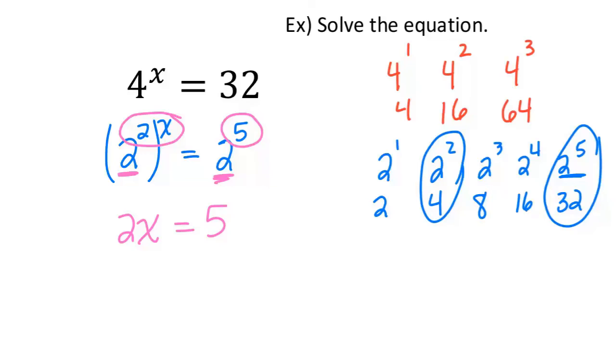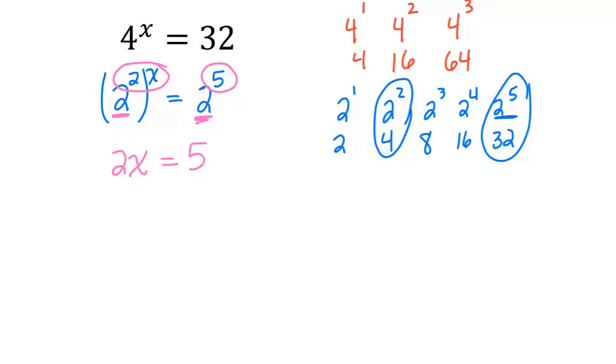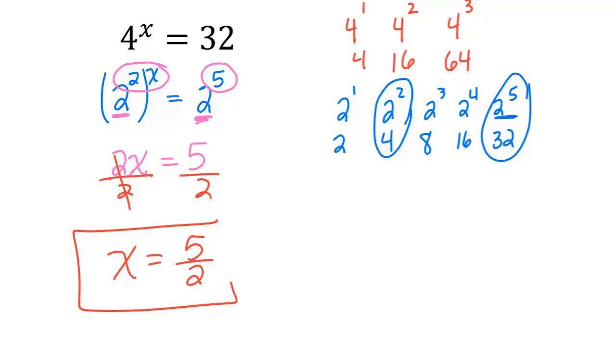And then what do we do to solve for x here? Divide by what? By 2. So x is going to equal 5 halves. You can just leave it as a fraction. Okay? All right.